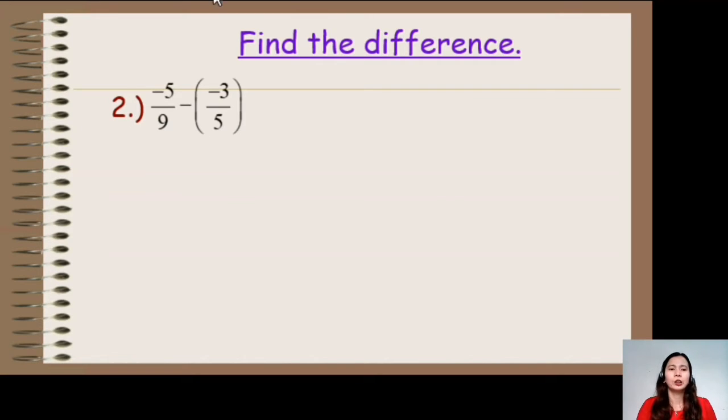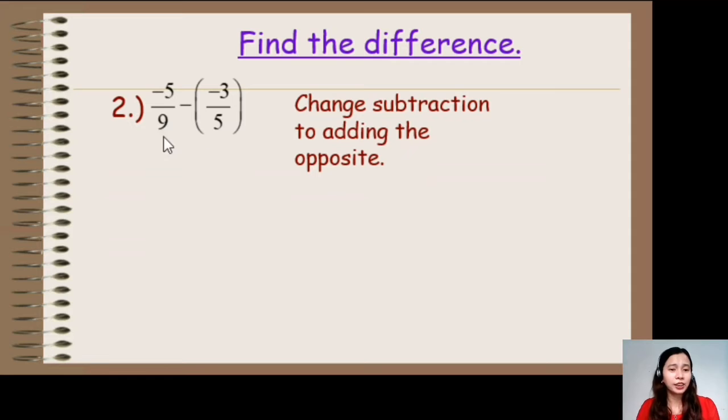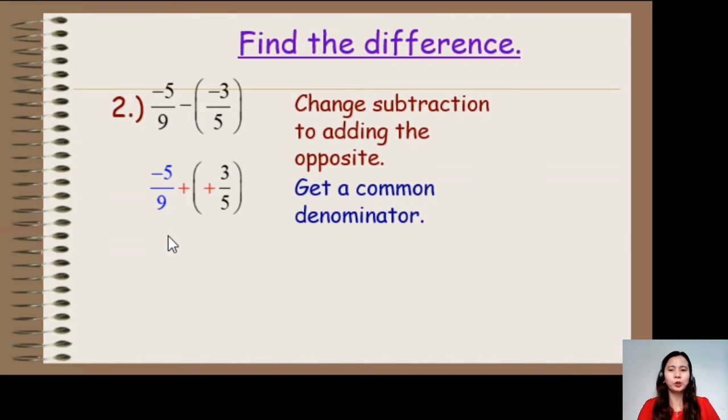Find the difference. So again, the rule in subtracting integers: we must keep the first fraction, change the subtraction sign into addition, then change the sign of the second fraction. As you can see, those are dissimilar fractions. When we say dissimilar fractions, they do not have the same denominator. What is the LCD of 9 and 5? Good, that is 45.